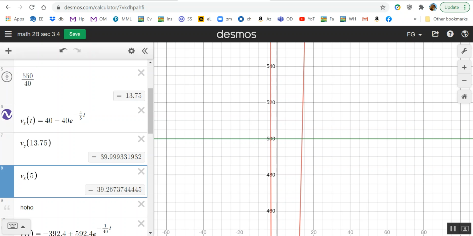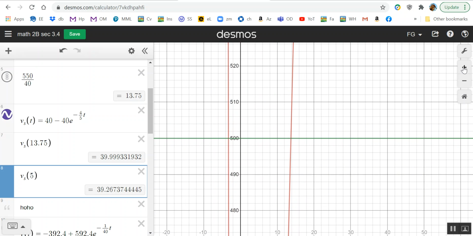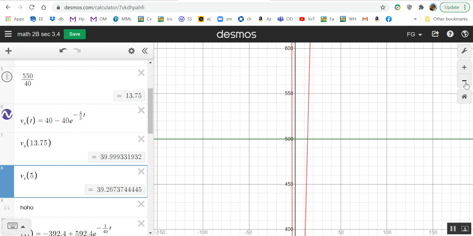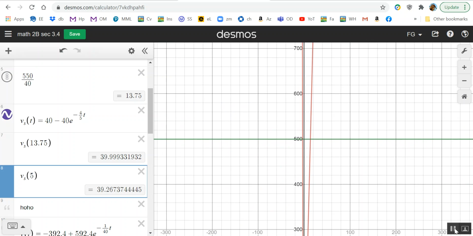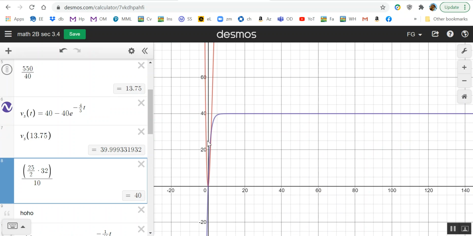So that's going to be the purple one. I'm going to pause this while I find the purple. Okay, I found my velocity function. That's this purple one. Notice it pretty much levels out at 40 miles per hour. That's why my velocities were so similar.